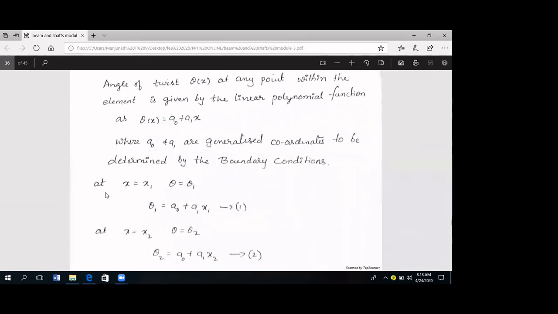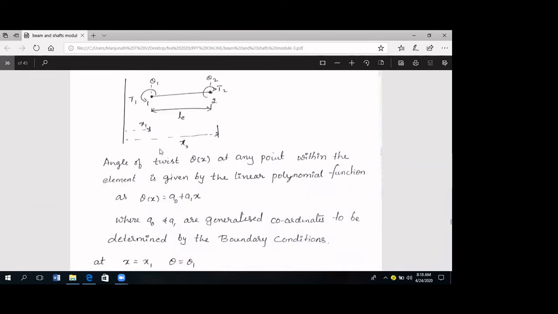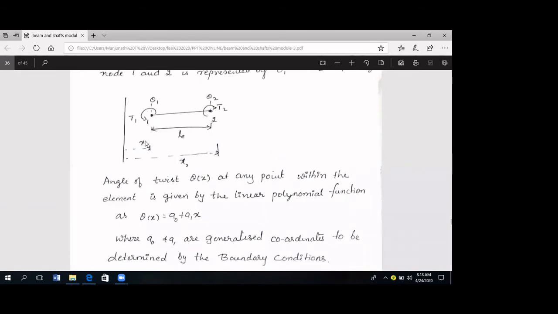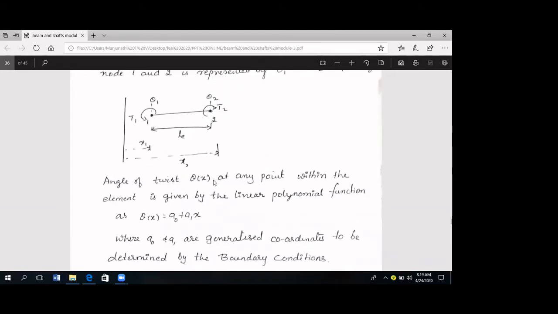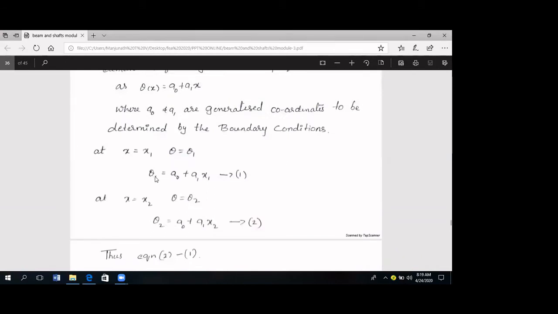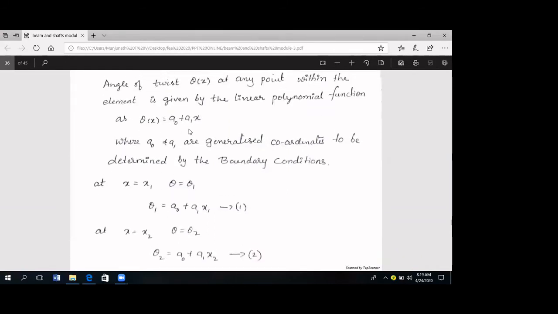Just consider the first boundary condition: at x equals x1, theta equals theta 1. Now from the figure you can see that at node number 1, x becomes x1, and at node number 2, x becomes x2. So at x equals x1, the angle of twist at node number 1 is theta 1. Similarly, at node number 2 it is theta 2. So having the first boundary condition, the angle of twist at any point within the element, theta of x, is equal to a0 plus a1 x.